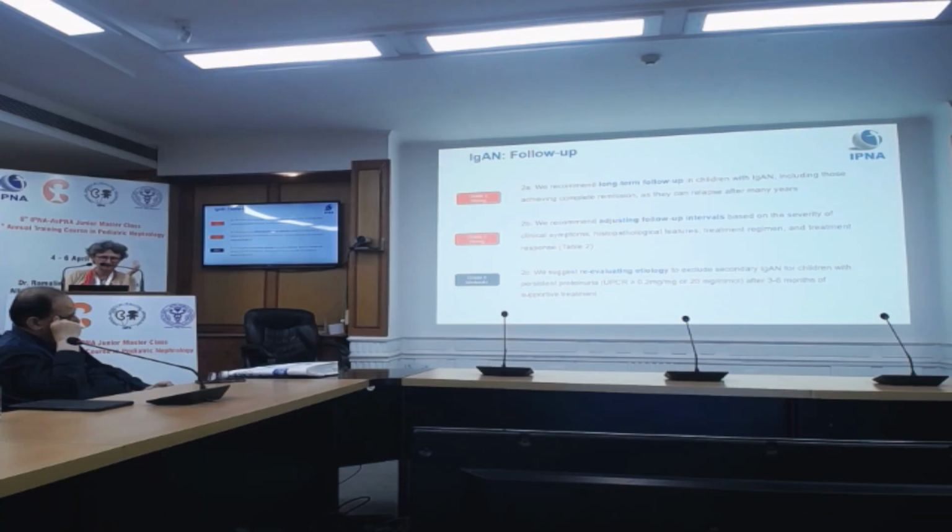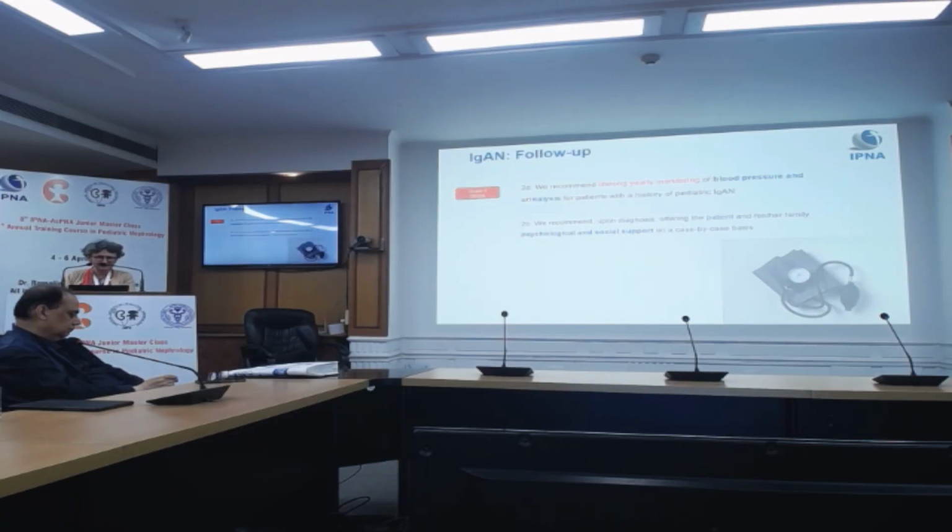We also recommended, of course, adjusting the follow-up intervals based on the severity of the clinical symptoms, the features of the kidney biopsy, the treatment regimen, and the treatment response. Common sense. And we suggested to reevaluate the etiology to exclude secondary forms if after 3 to 6 months of supportive treatment no improvement was seen. So yes, lifelong yearly monitoring of blood pressure and urinalysis for patients with a history of pediatric IgA nephropathy. This is important even when we're doing transition. And upon diagnosis, since this is a long haul that the patients and their families are entering, we recommended offering psychological and social support on a case-by-case basis.